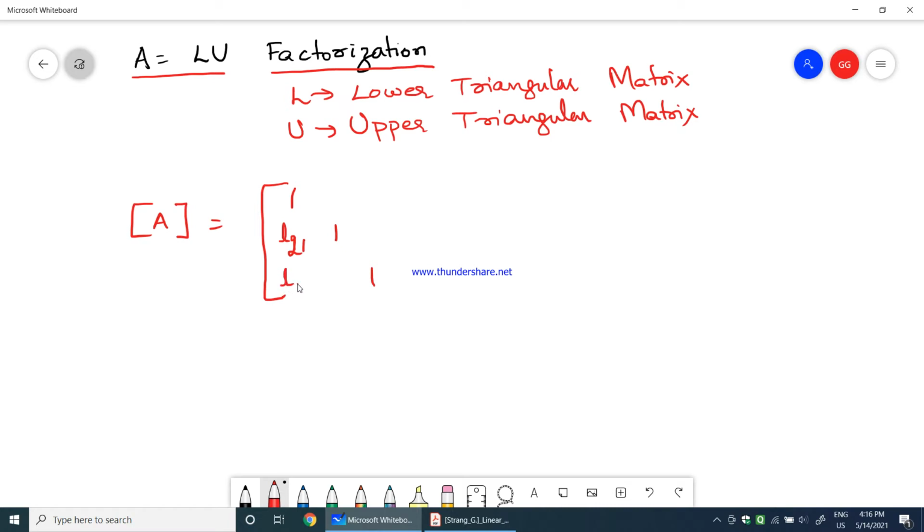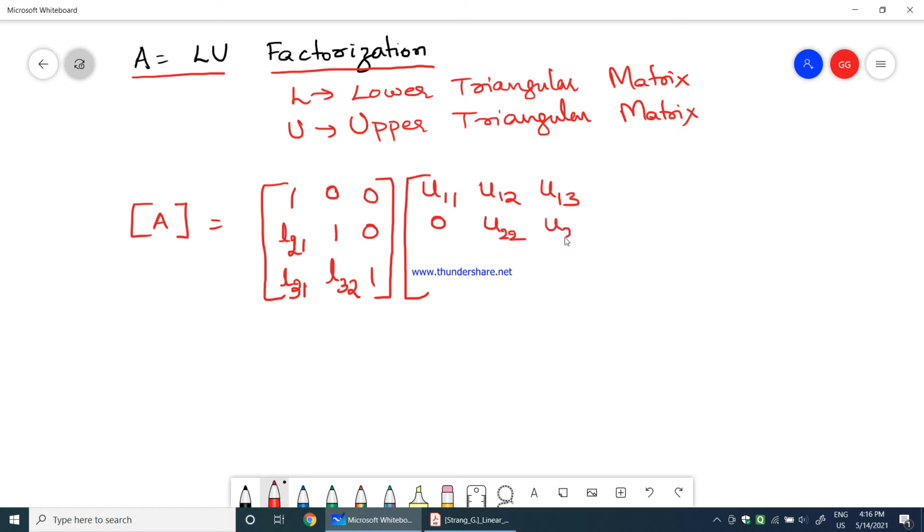Then I have L31 and this is L32. And in the lower triangular matrix we know that these elements will always be 0. This will be multiplied by the upper triangular matrix, where this is U11. This is not 0. These are the elements which we normally call the pivots of the upper triangular matrix: U11, U12, U13, and this will be 0 in upper triangular. So this is U22, U23, and this and this will be 0, and this is U33.